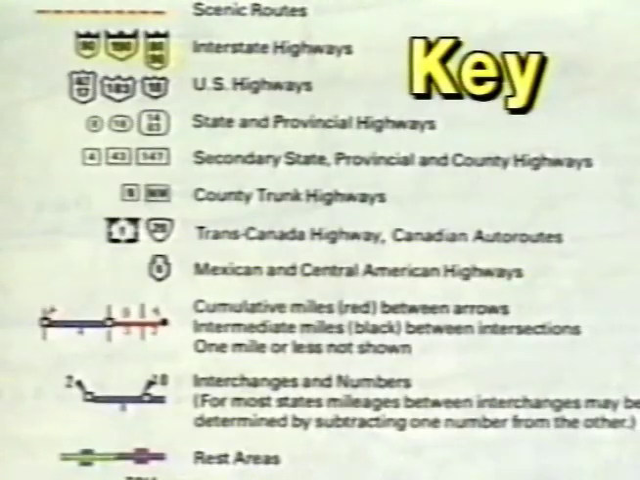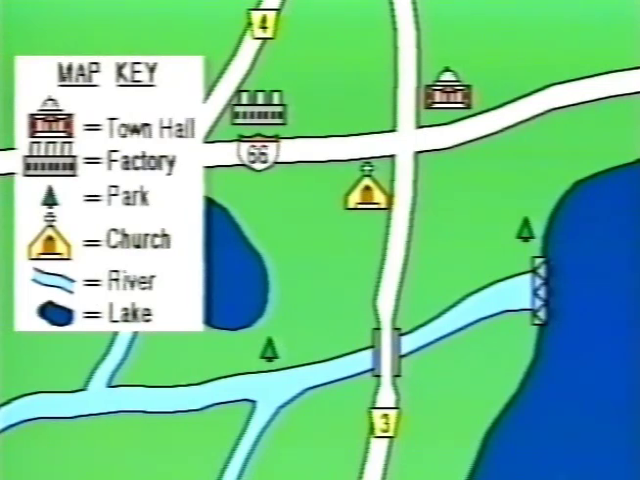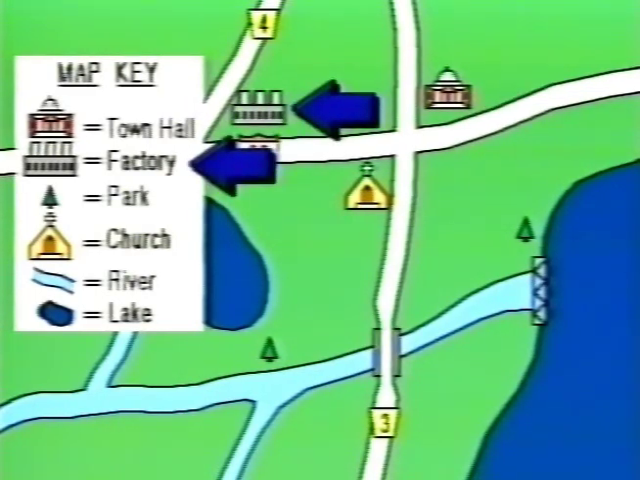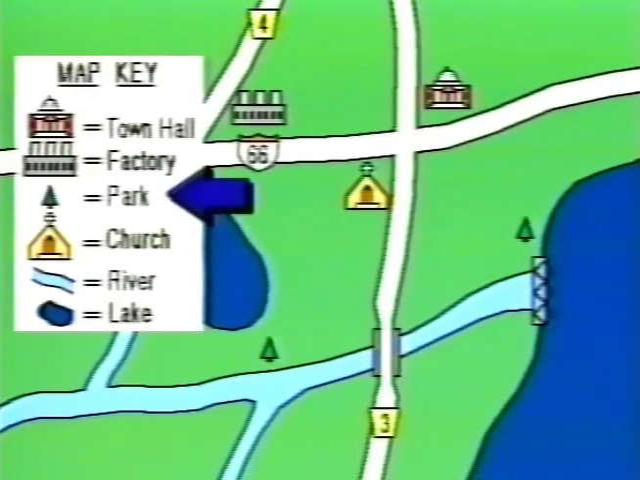A key is used to explain the meaning of symbols on a map. For example, here's a town map with several highways, structures, and other physical features. And here is a map key to explain the symbols. By checking the key, we see that this symbol represents the town hall, and this symbol stands for a factory, and this symbol for a river. What does this symbol represent?